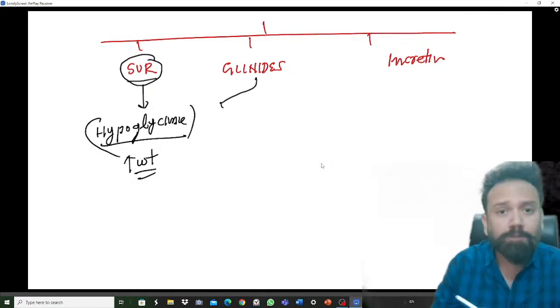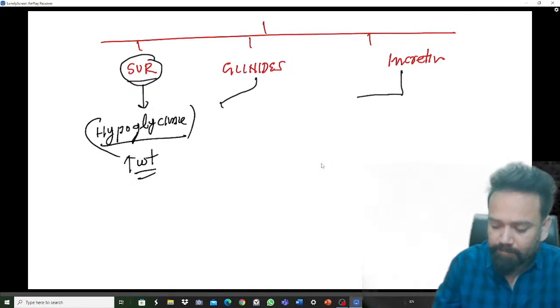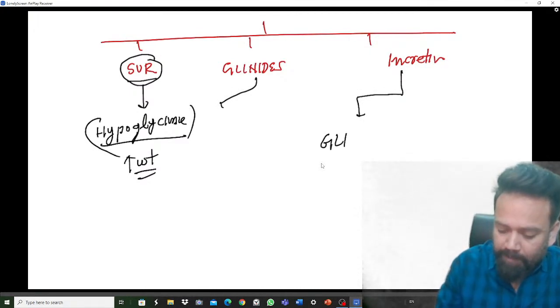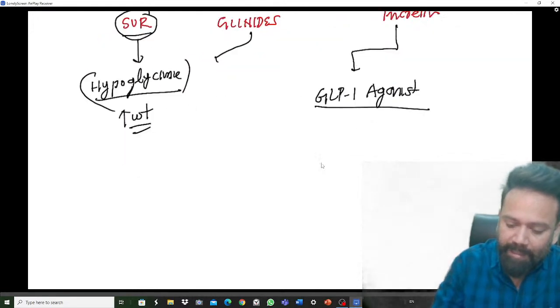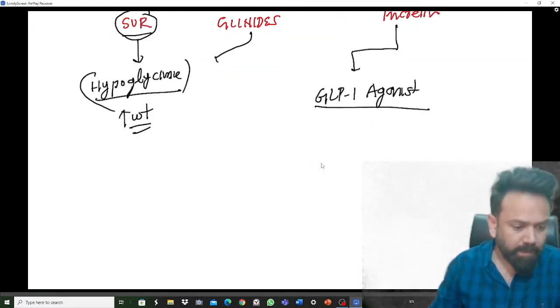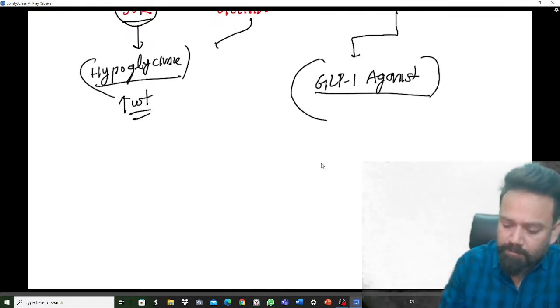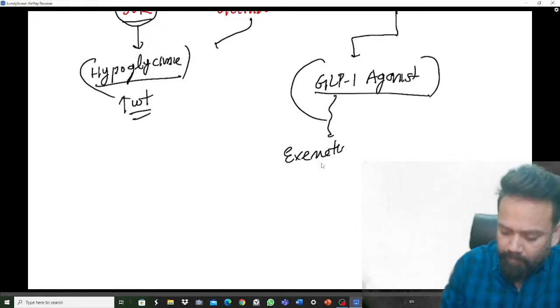Glenides are also secretagogues. And incretin drugs: the one drug class which is used in the market is the GLP-1 agonist. GLP-1 agonist drugs like, who can tell me the name? Some of the names of those GLP-1 agonists, for example, exenatide, liraglutide, dulaglutide. There are so many types.